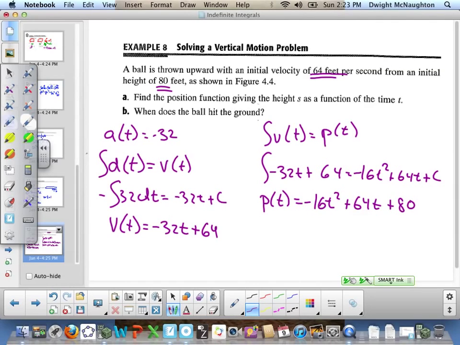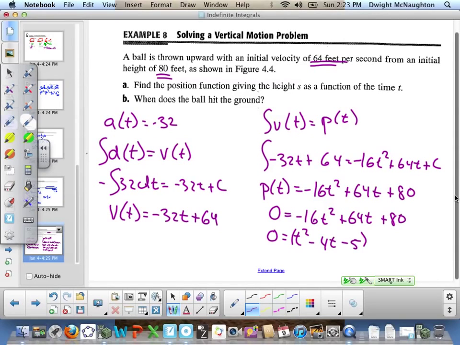And we want to know when the ball hit the ground. So we'll set this equal to 0 and solve for t. Negative 16t squared plus 64t plus 80. It looks like everything's a multiple of negative 16, so divide negative 16 out. We get t squared minus 4t minus 5. Use whichever method is easiest for you to solve that. I'm going to factor it. So we'll have t minus 5, t plus 1.